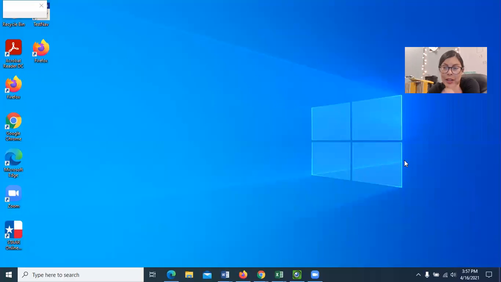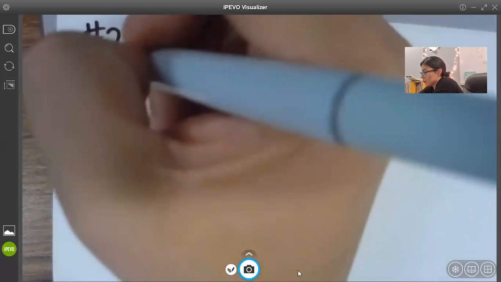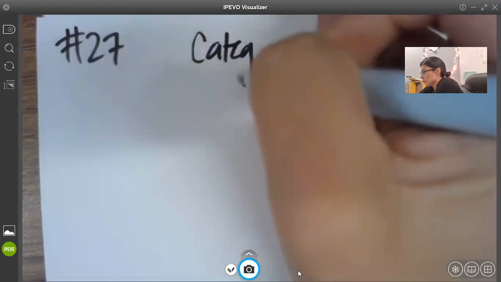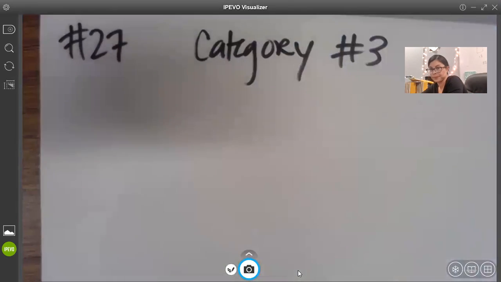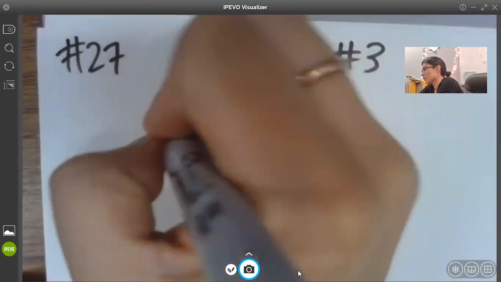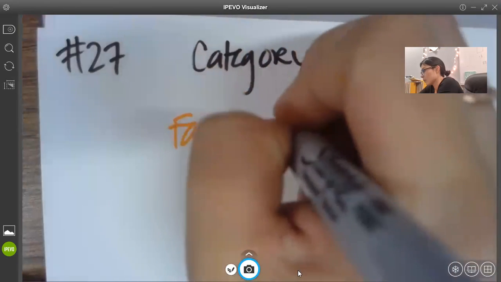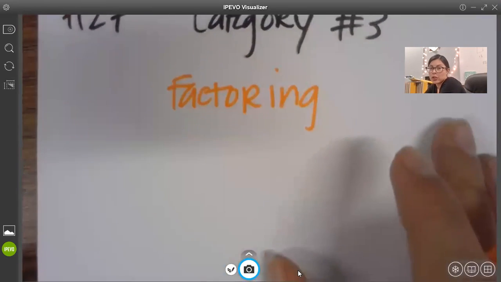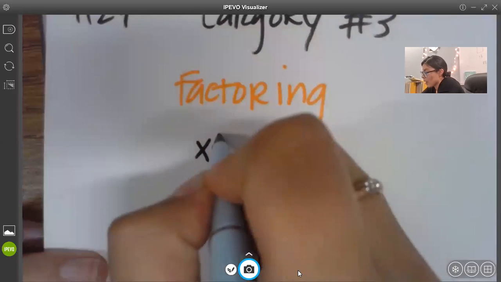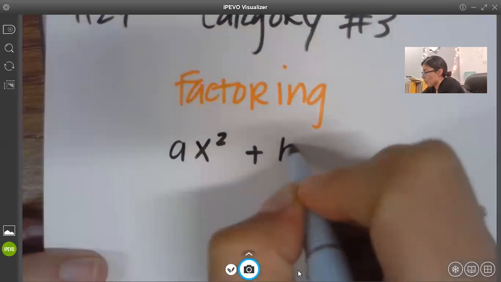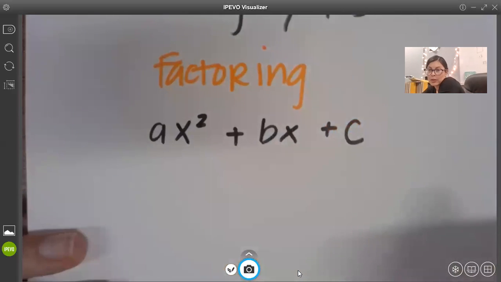All right, hi everybody. This is for category number 3 and puzzle number 27. Very important puzzle. We're going to talk about factoring first. To factor a quadratic, you're going to do this. We've done something very similar, but I want to make sure everybody reviews and understands how to do this.